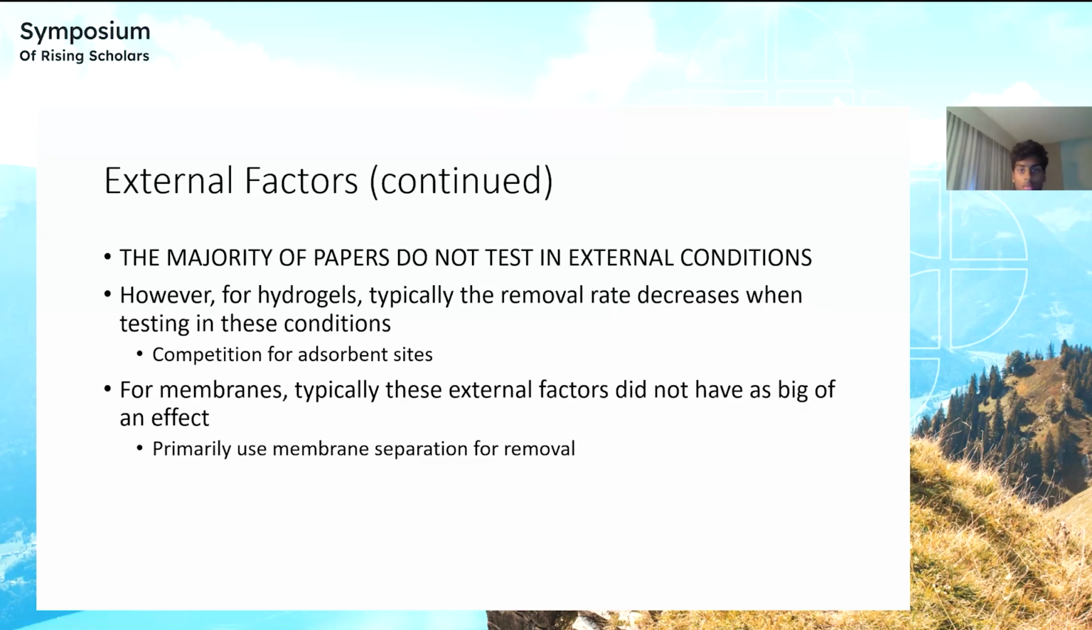However, for hydrogels, typically the removal rate decreases for these conditions because there's a lot of competition for those adsorbent sites. If you have salt in the water, which dissolves, and there's extra anions in the water, those will compete for those same sites that the PFAS would go for, which would cause less PFAS separation. However, for membranes, these external factors do not have as much of an effect because membrane separation is the primary removal method. And this is because if the pore size is small enough, nothing will go through, just the water.